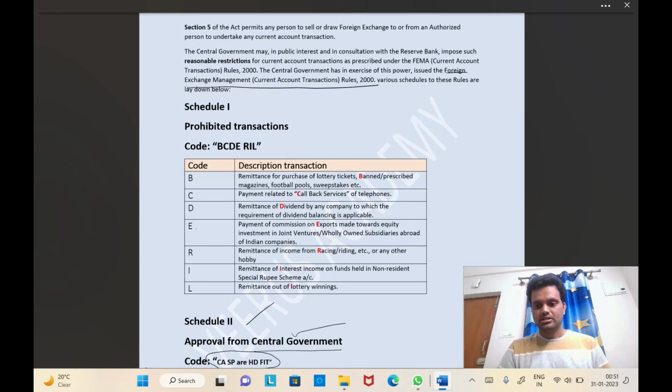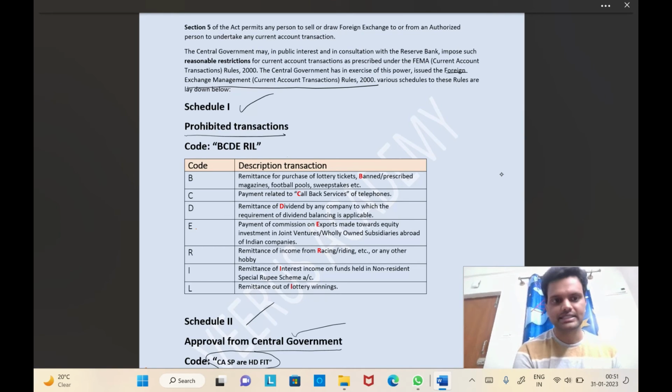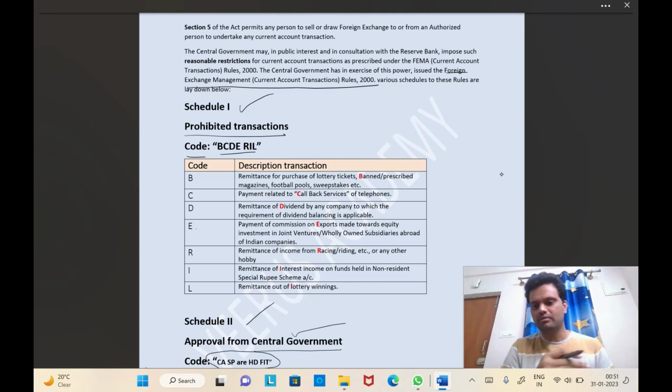But if you say, sir, I still need a code for the prohibited transactions also, I'm not able to remember, then you have the code here. Code is also very simple, just like others. Schedule 1 talks about the prohibited transactions. The code is BCDERIL. So alphabet sequence, BCDE, and RIL means Reliance Industries Limited. That is RIL. BCDERIL.